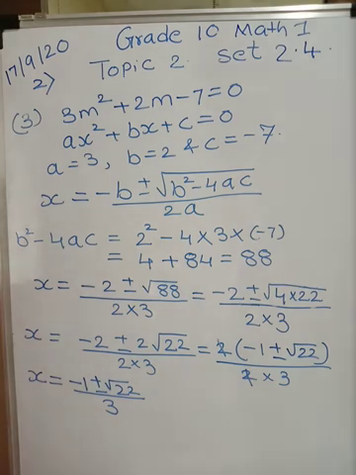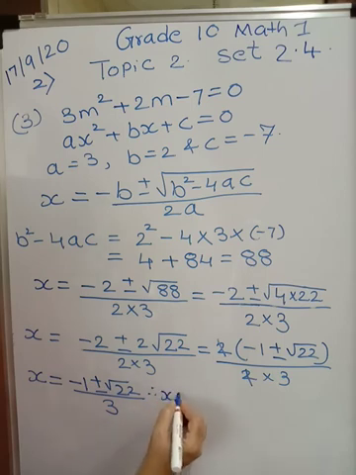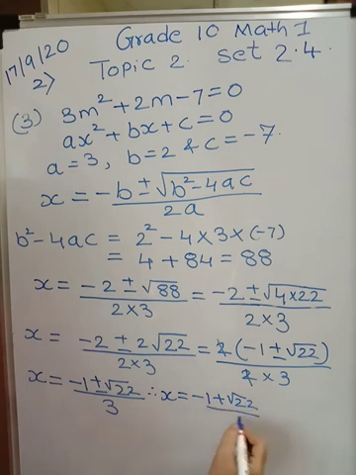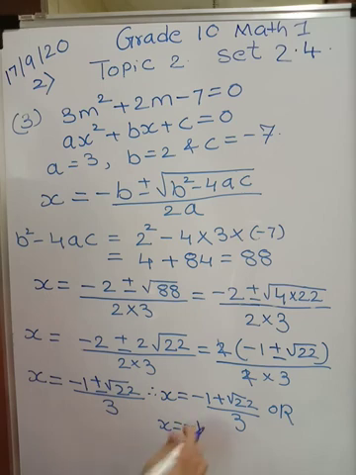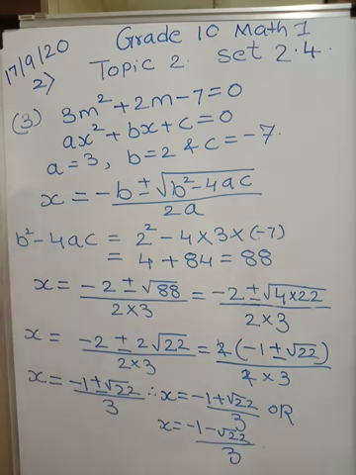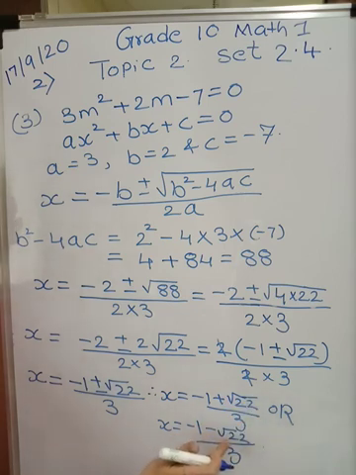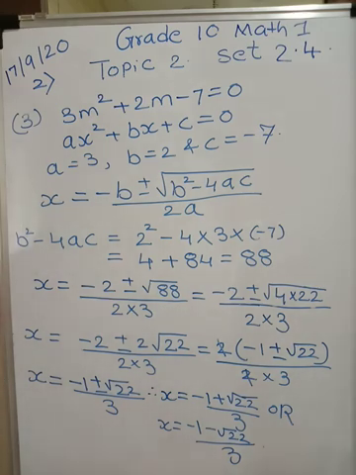So what is x? We can write x as either minus 1 plus root 22 upon 3, or x is minus 1 minus root 22 upon 3. Okay, so these are the two roots. Which are our roots? Minus 1 plus root 22 upon 3 or minus 1 minus root 22 upon 3. I hope it is clear. Okay, so we'll stop here, students. Thank you.